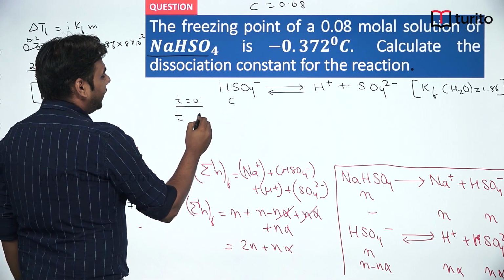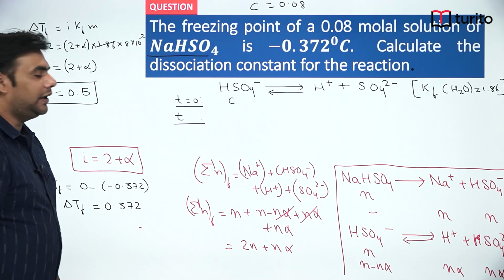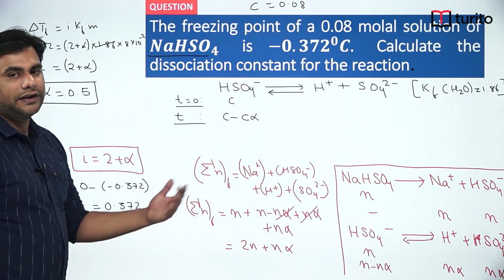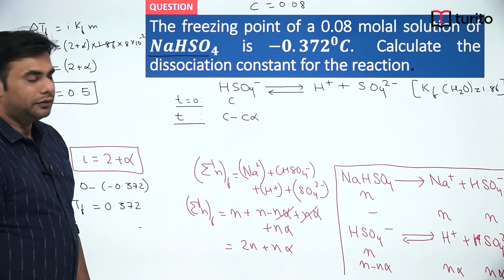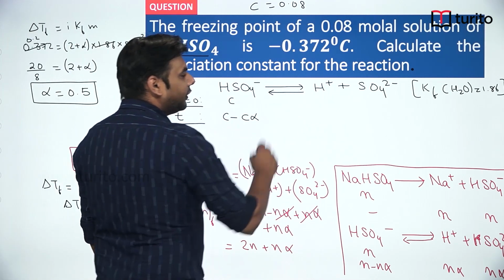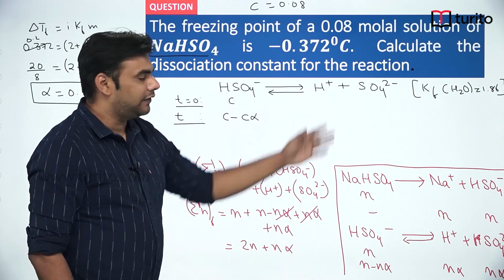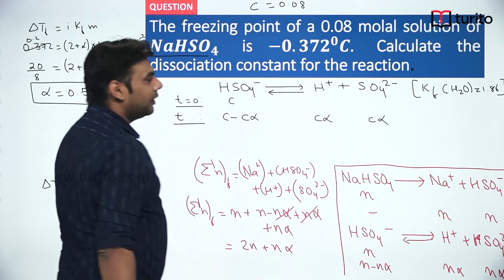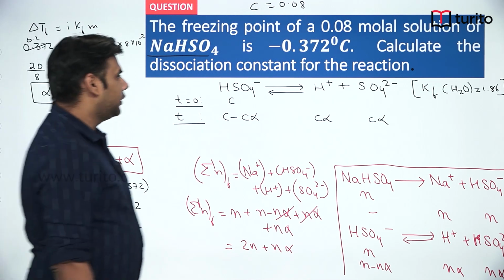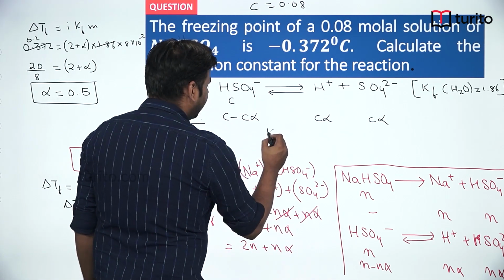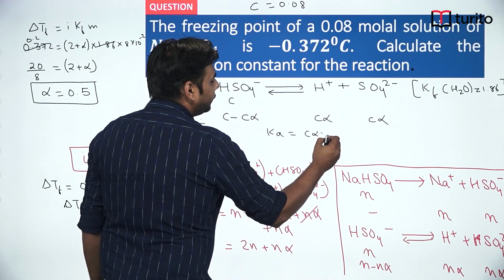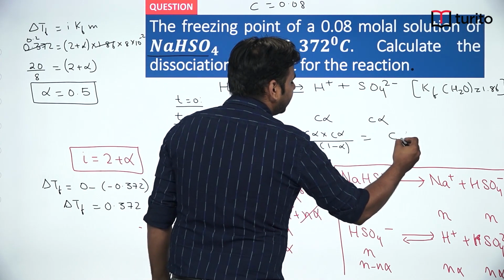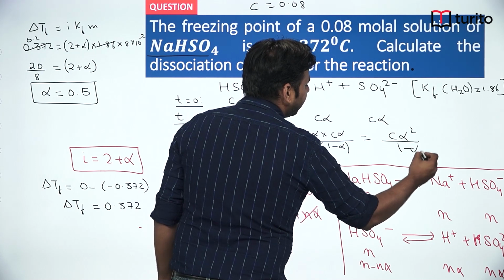After some time t, the concentration would be C minus C alpha. Alpha is the degree of dissociation. 1 mole of this is giving 1 mole of H plus, and 1 mole of this is giving 1 mole of sulfate ion. So C alpha amount of H plus and sulfate would be formed. So K of this reaction would become C alpha into C alpha upon C into 1 minus alpha. So this would be C alpha square upon 1 minus alpha.